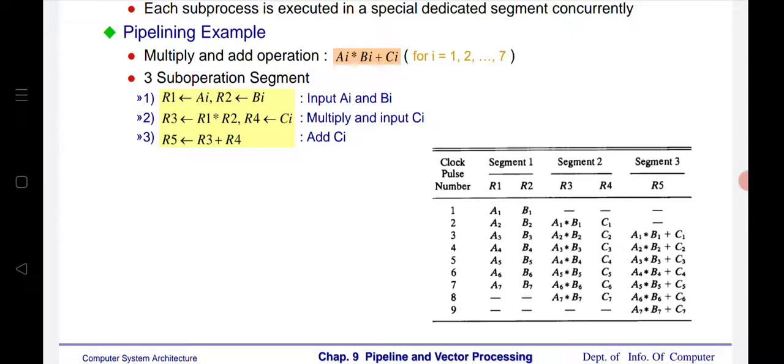But if I look at the sub operations, for each I operation we require 3 sub operations. So for 7 operations, 7 threes are 21. We would require 21 clock pulses to perform this particular operation, but we are reducing it to 9 clock pulses. By this the speed of execution is increasing. That is known as the pipelining concept.